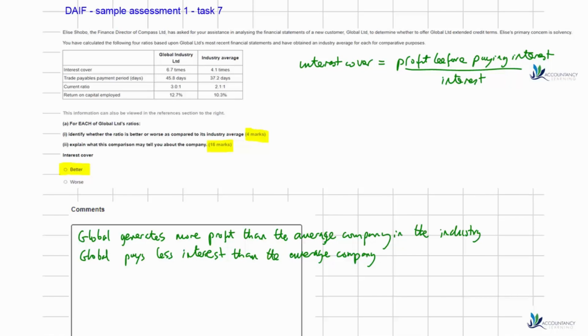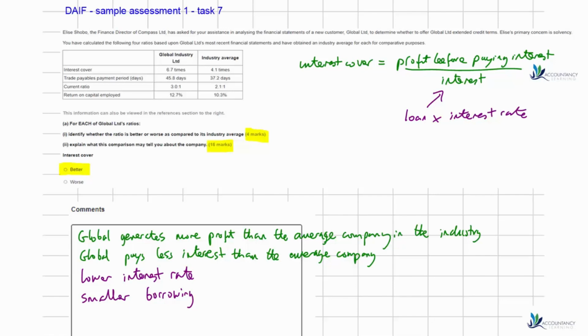But the next thing is, well, why is profit bigger? Why is interest smaller? So let's think about the commercial reasons why these numbers are different to the industry average. To help us, let's understand, for example, on the denominator, what is that interest figure? It's going to be the value of the loan multiplied by the interest rate. So if either of these are lower than the industry average, that's going to be the explanation, isn't it? So if either Global has managed to negotiate a lower interest rate on its borrowings or just has smaller borrowings, then its interest expense is going to be smaller.